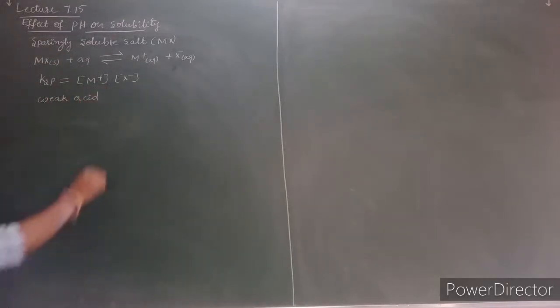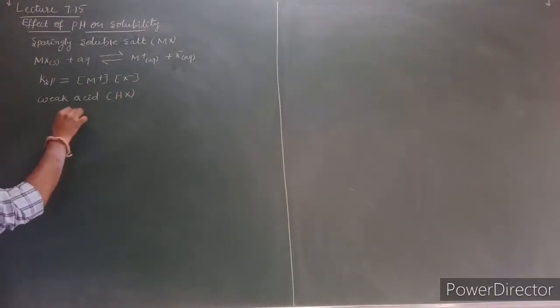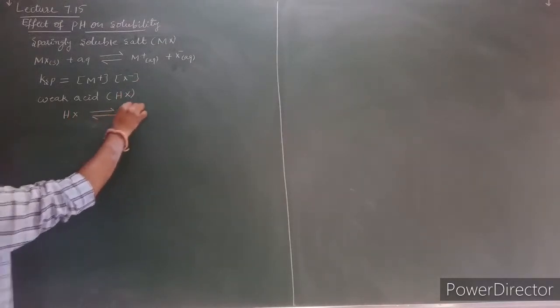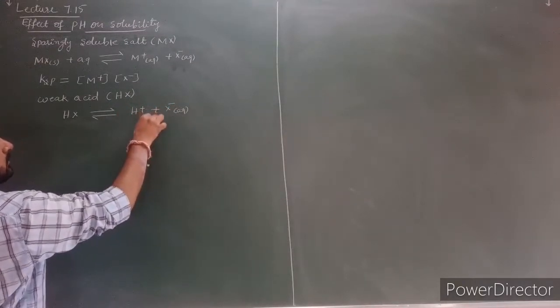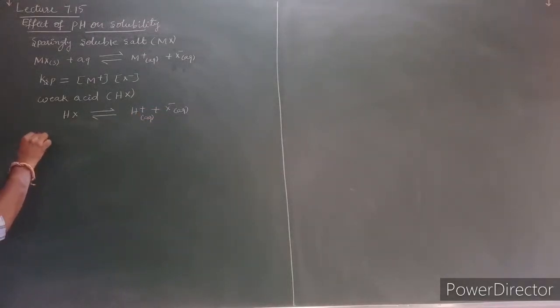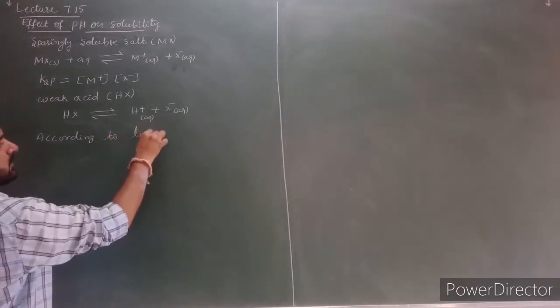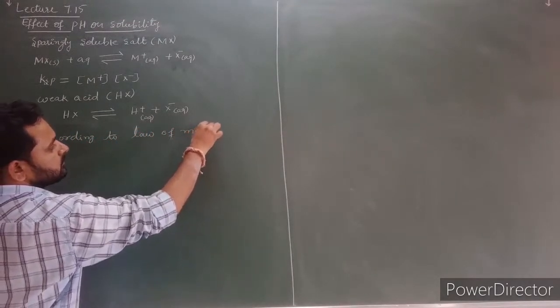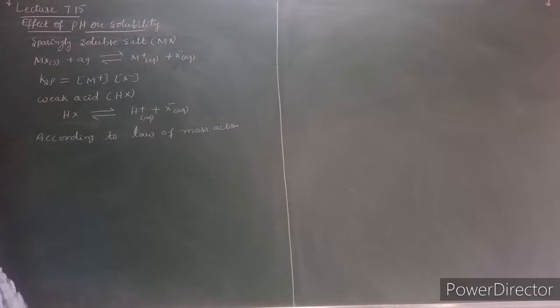Here I will consider a general weak acid, HX. When the weak acid dissociates, it gives H+ ions and X- ions. Now, according to the law of mass action, let us write the dissociation constant expression for the weak acid. Ka is equal to the molar concentration of products divided by the molar concentration of reactant.